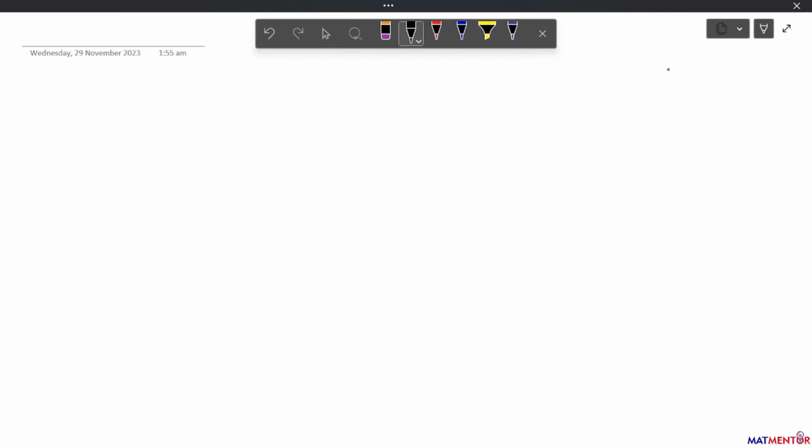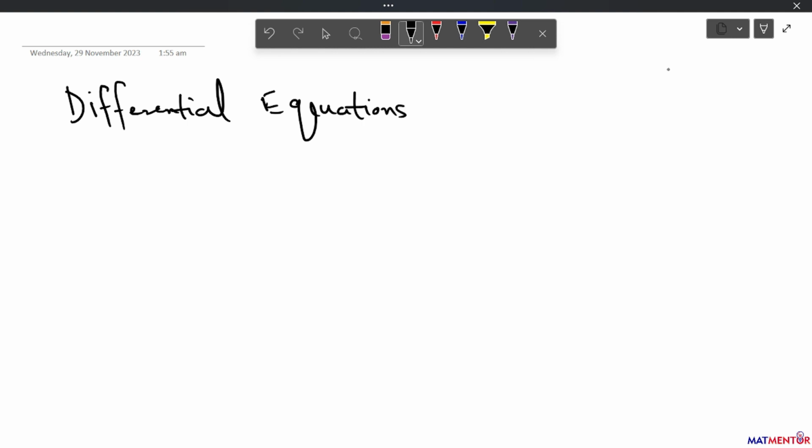So let me write our topic: differential equations of higher order. So this is our topic of higher order. First of all, we will go through the definition of linear differential equation of order n. So let me write the expression.